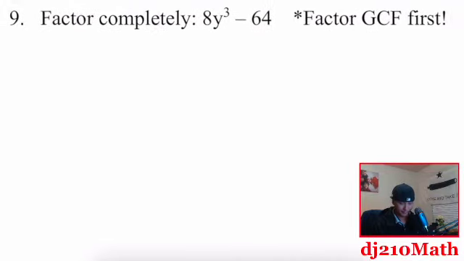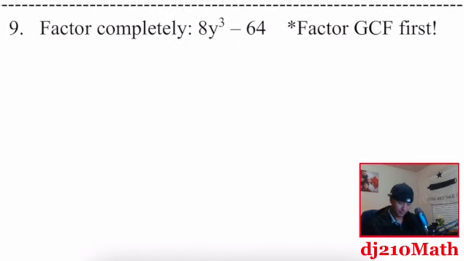So factor completely. Factor GCF first. Okay, so if we didn't factor the GCF first, this is still a difference of cubes, however, you would be able to factor one of those terms again. So here, noticing that everything's divisible by 8. So if you take out an 8 first, you're left with y cubed minus 8.